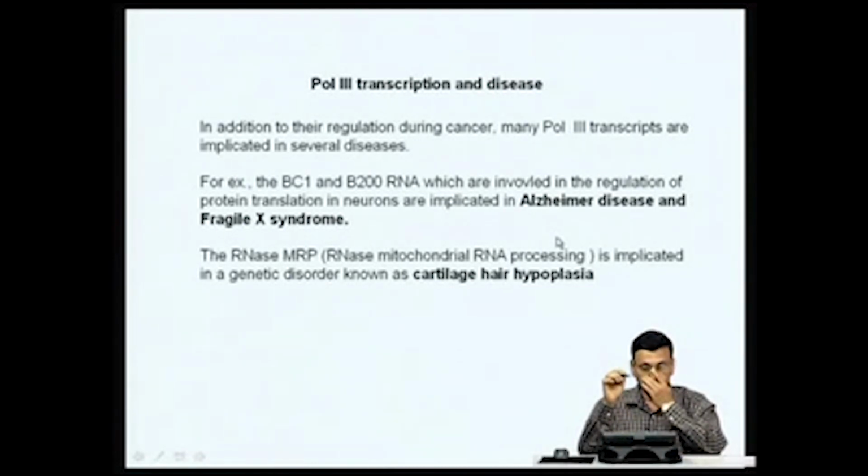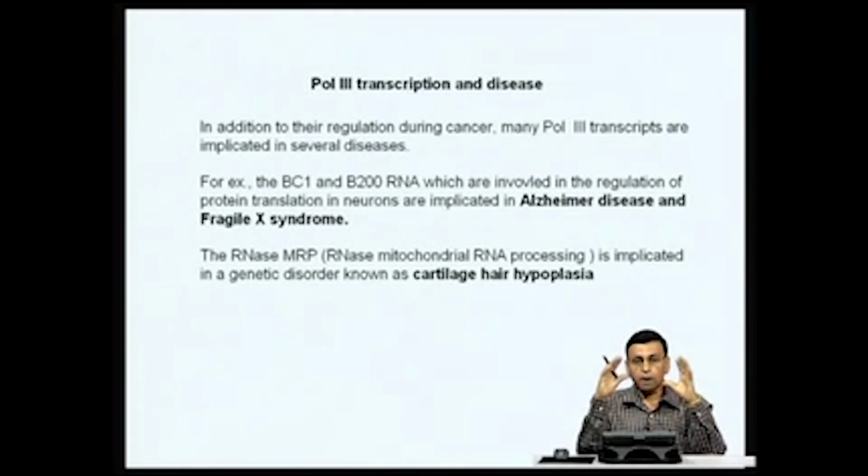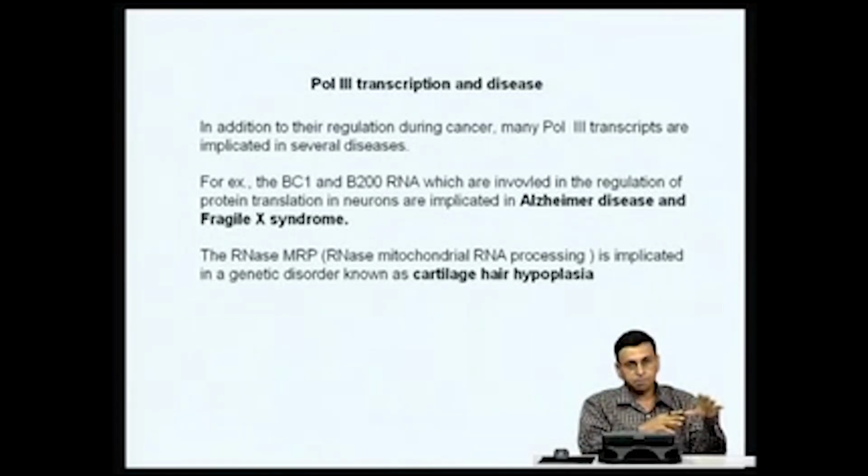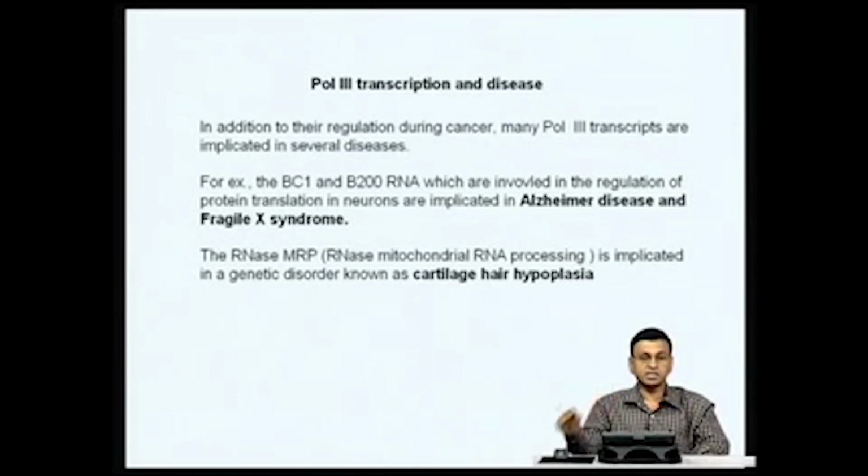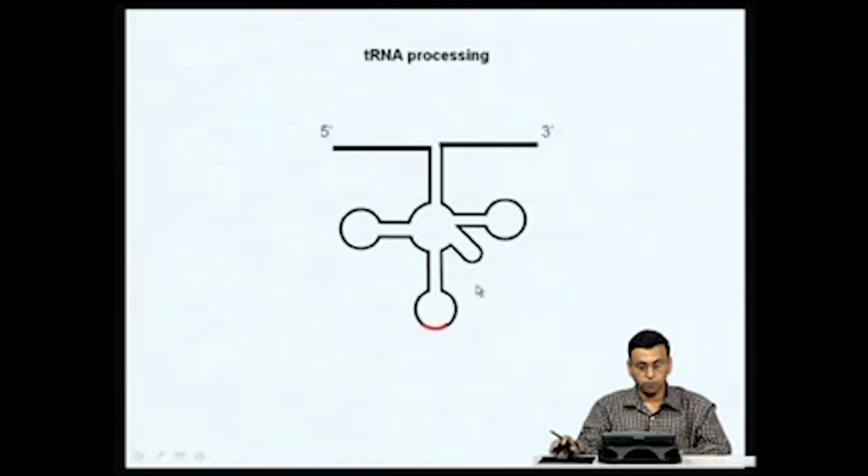Similarly, the ribonuclease MRP, which stands for mitochondrial RNA processing, is an RNA involved in mitochondrial RNA processing, and it is implicated in a genetic disorder called cartilage hair hypoplasia. So, you can see if there are problems in Pol III transcription or factors involved in Pol III transcription, it can lead to cancer, and it can lead to a number of disorders, especially neural disorders such as Alzheimer's and Fragile X syndrome and so on and so forth.